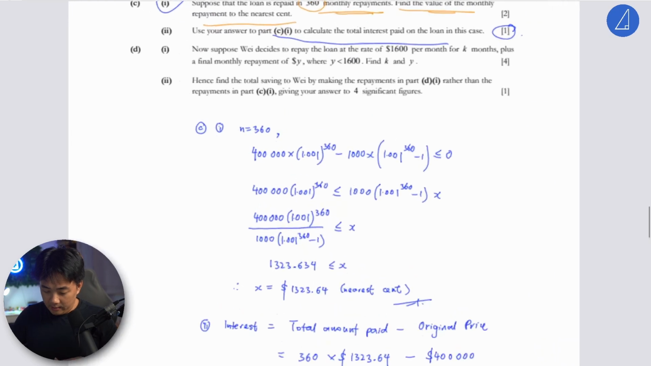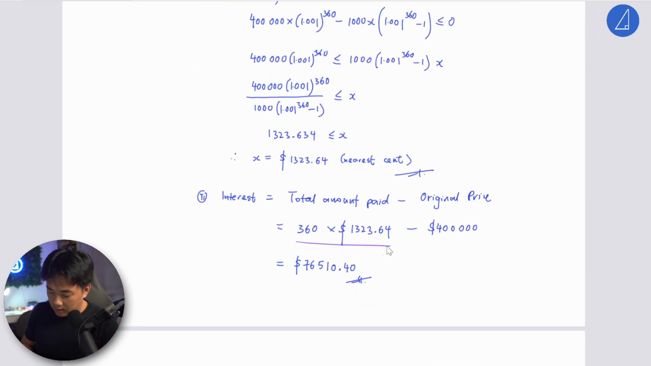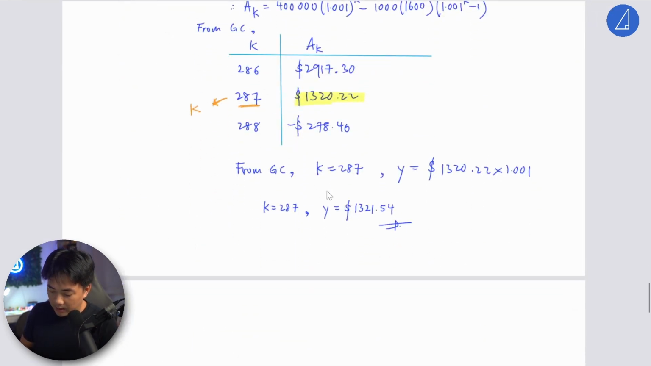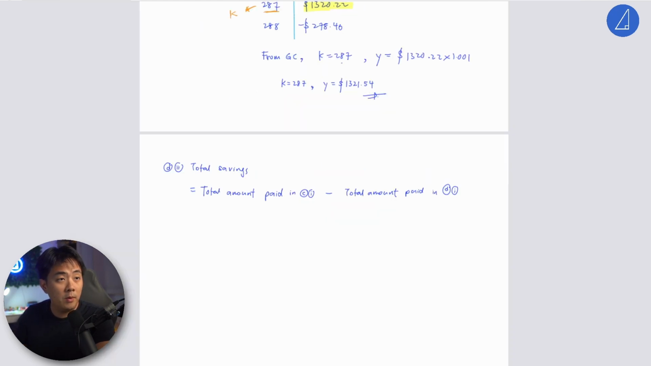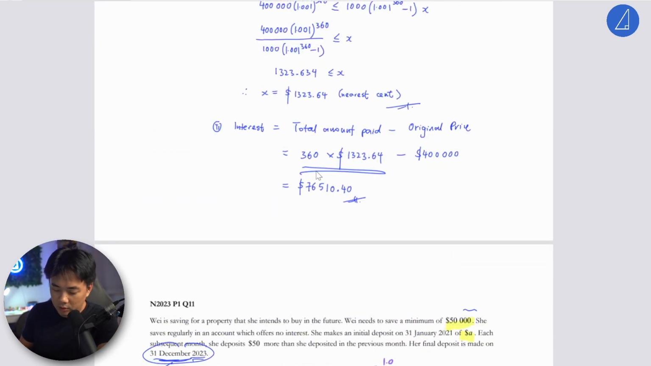So we look at part 2, hence find the total savings made by D1 rather than C2. What I'll do is I'll multiply the amount paid for C2, this amount, by 360. You just keep paying this amount, right? Then for the next one, I'll multiply this K by 1,600 and then add the last month payment. Okay, so that's that. So just compare the total amount paid. I think the total amount paid for C1 is quite straightforward. It is this one. I just copy this down.